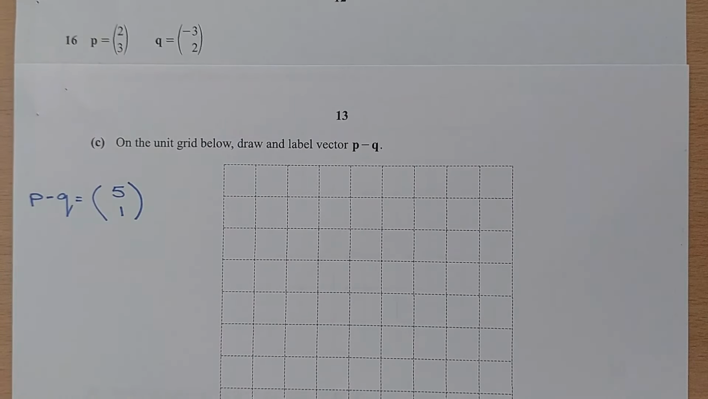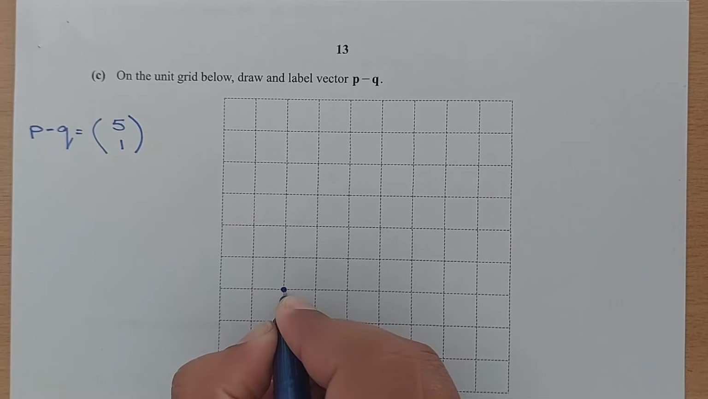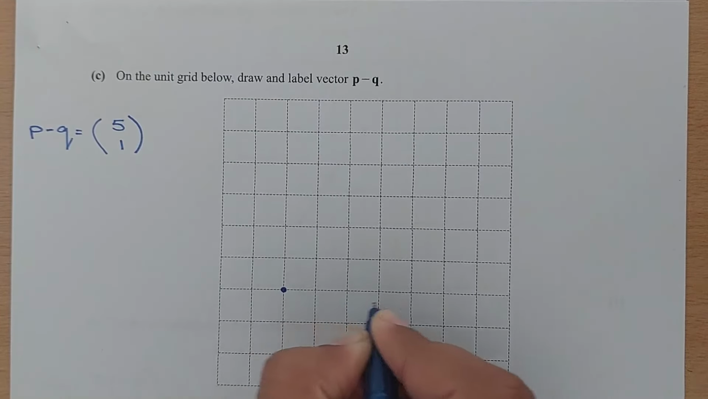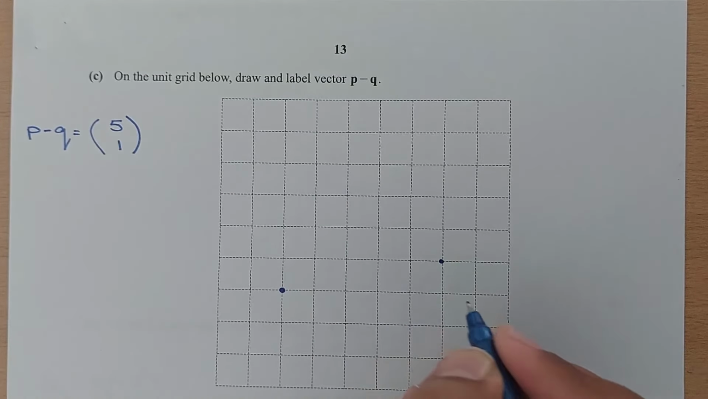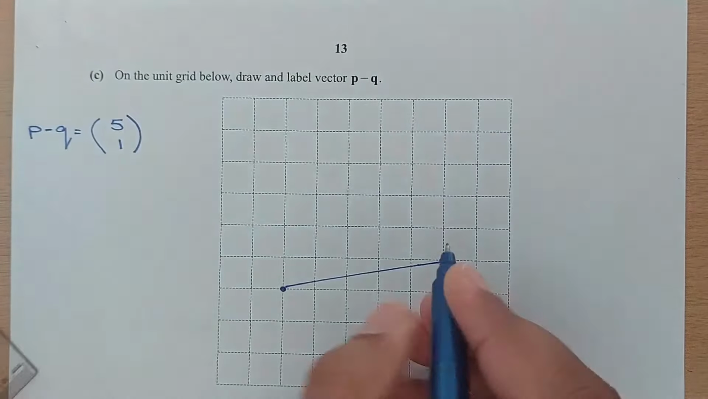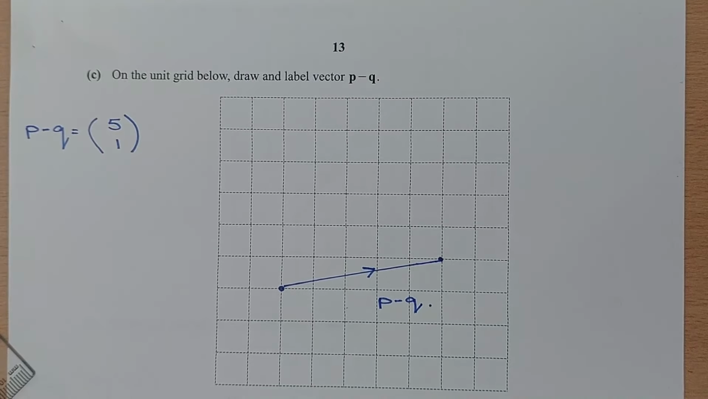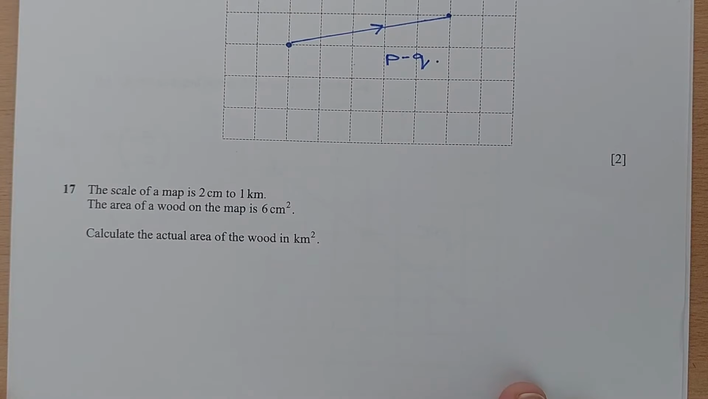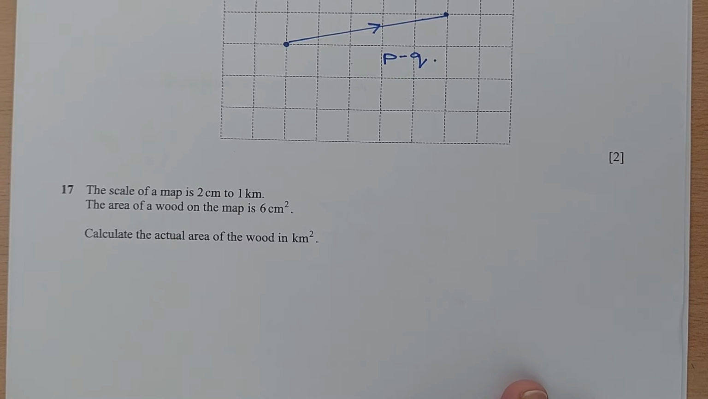Okay, so again we need to fix a reference point. So this is going to be the reference point, 5 units to the right, 1, 2, 3, 4, 5, and 1 unit up. So this is P minus Q in this direction. P minus Q, right?